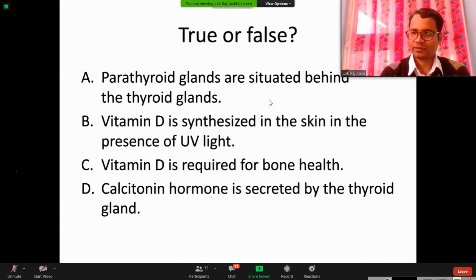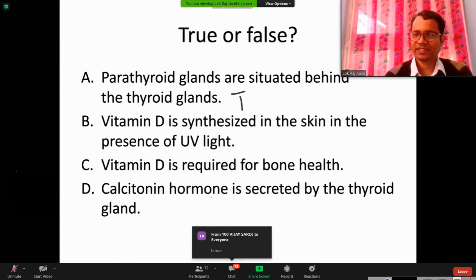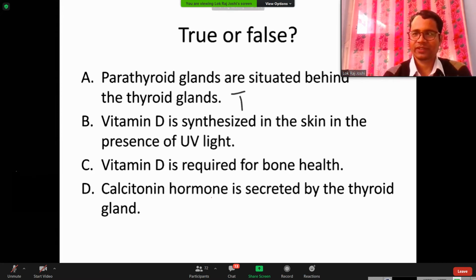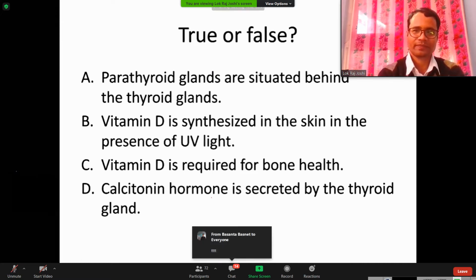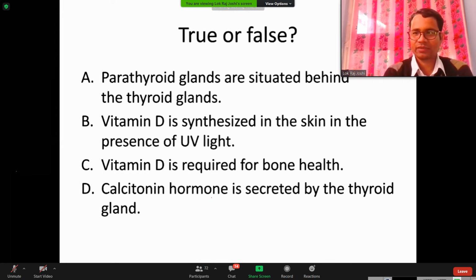Okay, another question for you. Parathyroid glands are situated behind the thyroid glands. Have you studied anatomy of parathyroid glands? Yes, sir. Okay. A is true. There are two pairs of parathyroid glands usually, and they lie posteriorly, related to the posterior aspect of the thyroid gland. We will see the figure also. Therefore, A is true. B, vitamin D is synthesized in the skin in the presence of ultraviolet light.